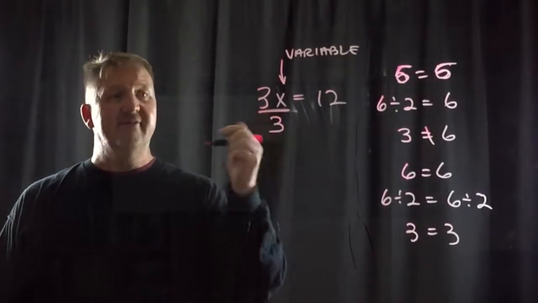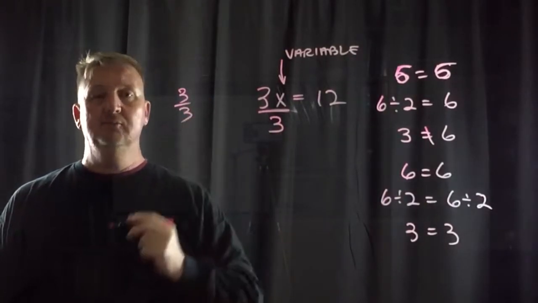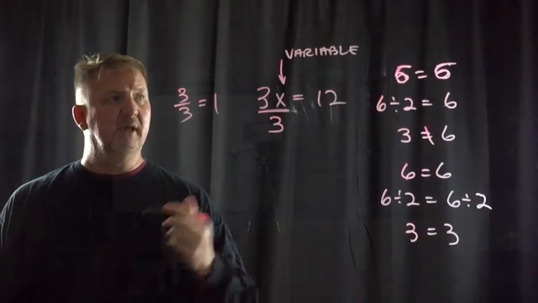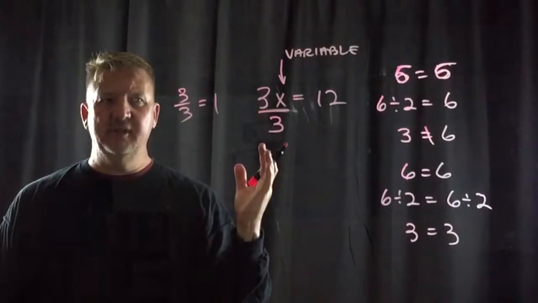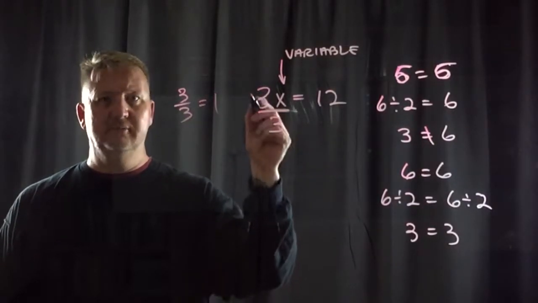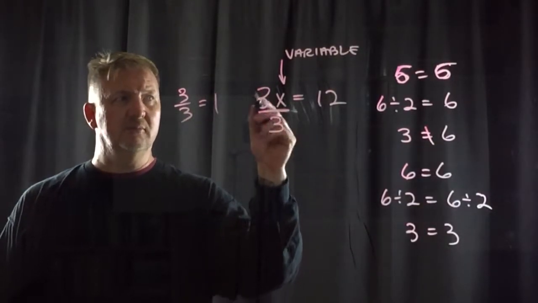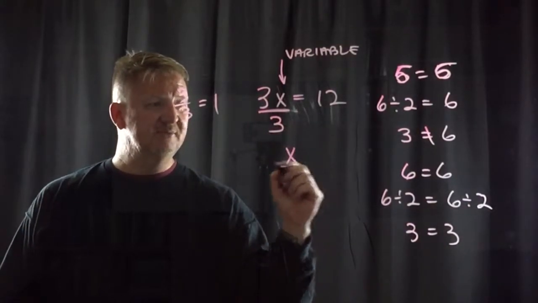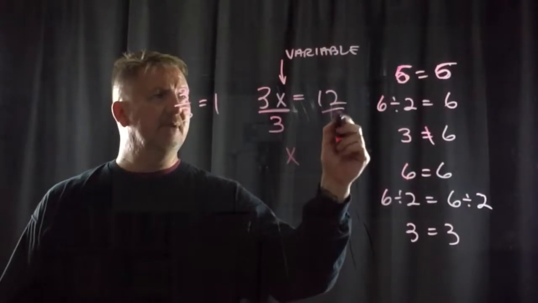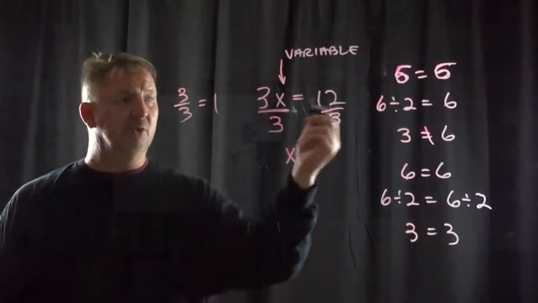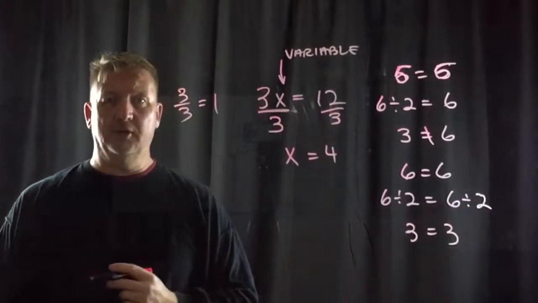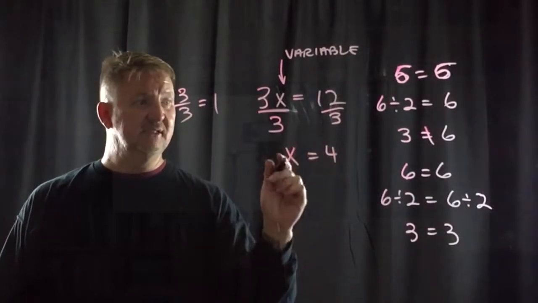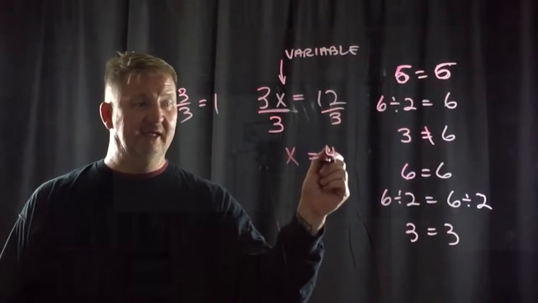So, if I have the fraction 3 over 3, what does that equal? Well, it's equal to 1. 1 times x is just going to give me x. So I divide the multiplication problem by the coefficient, and that gives me 1, and what that leaves me with is just my x. But I do the same thing over here. 12 divided by 3 is 4. Now my equation is balanced. X equals 4.